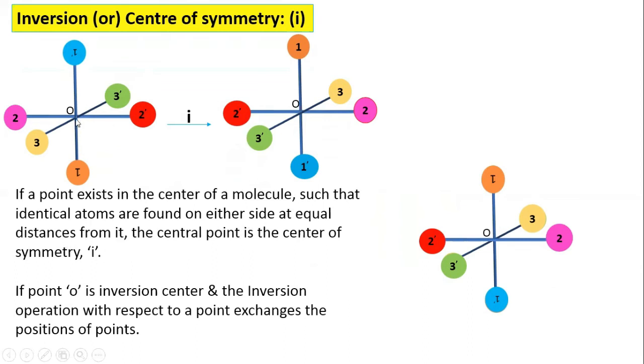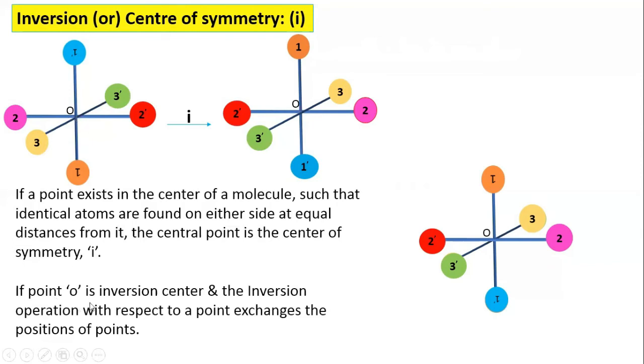So this is the point said to be the center of symmetry i, with respect to which the flipping actually happens. The condition here is that the two atoms on either side of the point should be identical atoms, and they have to be separated by equal distances. So the bond length should be the same. Then we can say that in that particular molecule, a center of symmetry actually exists.